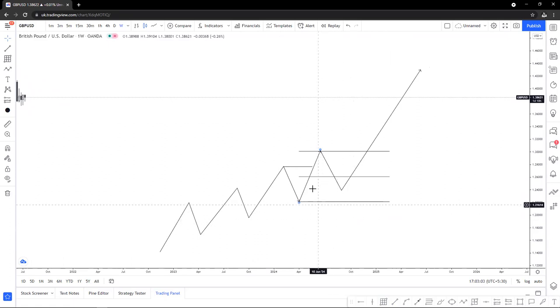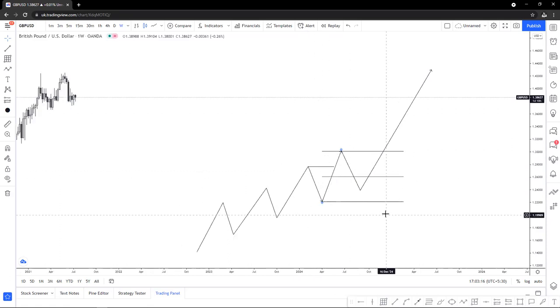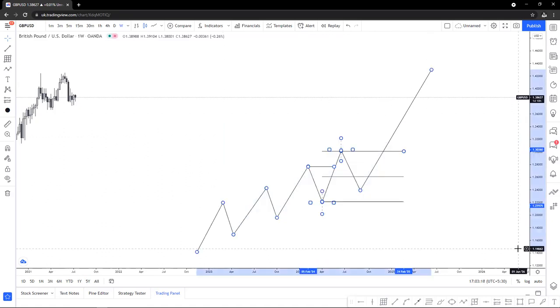And then the most important thing is, it comes back down inside the range to take all of the internal range liquidity. I hope you know what internal range liquidity is. I know what liquidity is, but not the internal and external. That's okay, I'll tell that to you.